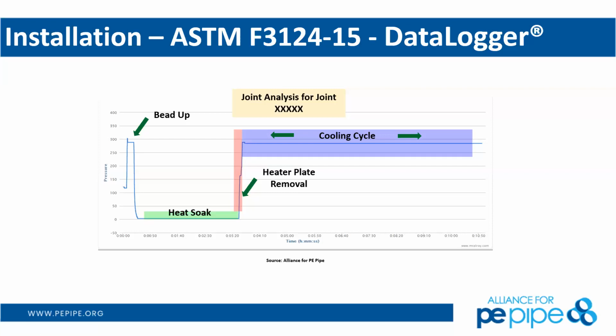The data logger will record all of these values and times to make sure all the processes were followed. Once you follow the process, your chances of having a good joint are probably 99.9%. Just from looking at this curve on a data logger, you can say, I'm confident that's going to be a good joint. Richard.